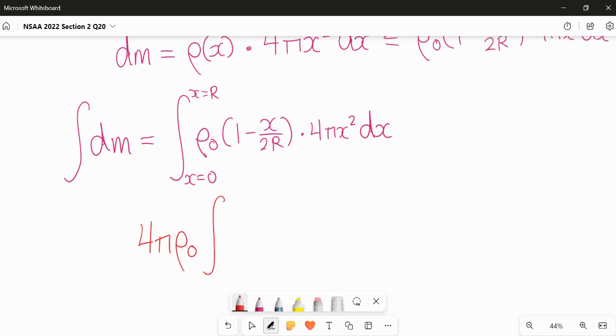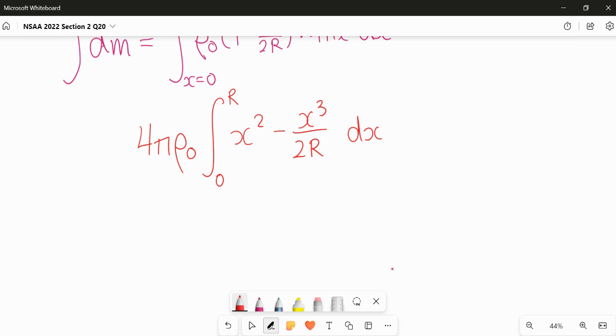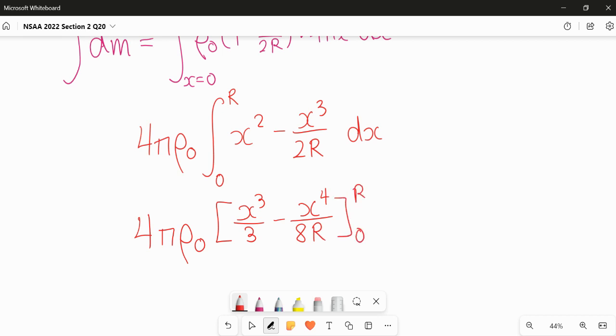Then here, when we multiply it, we'll get x squared minus x cubed over 2r dx between 0 and r. Integrating this, we get 4 pi rho naught. This would be x cubed over 3 minus x to the power of 4, then divided by 4, we get 8r between r and 0.